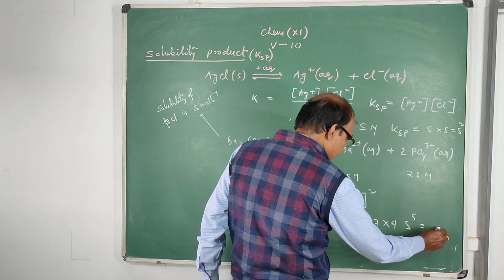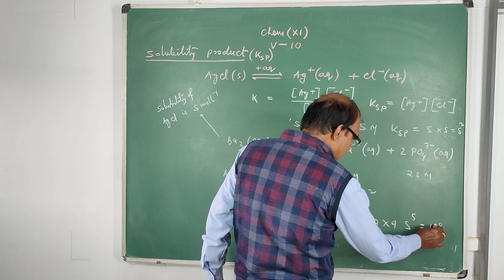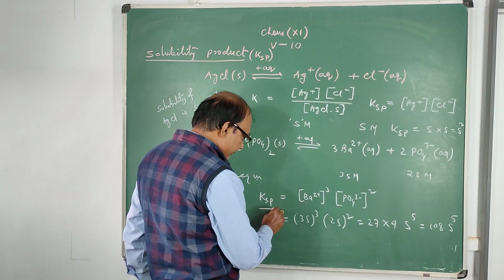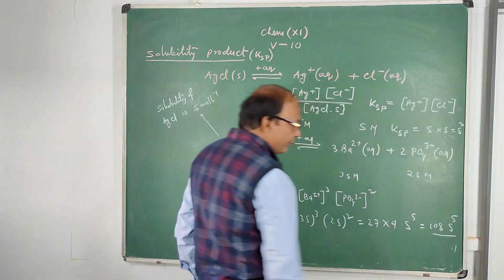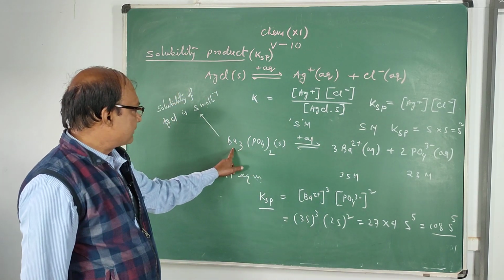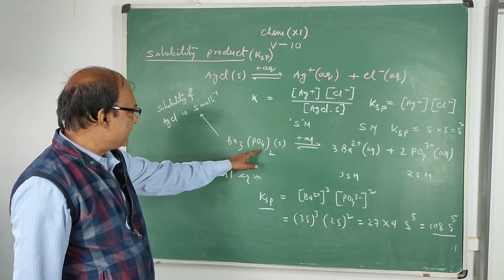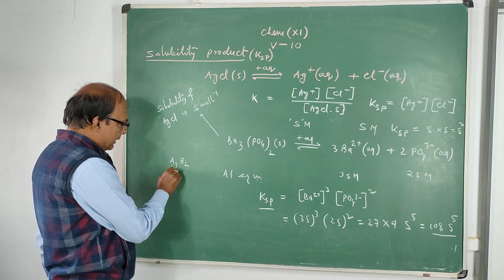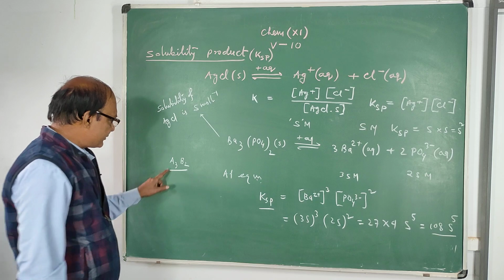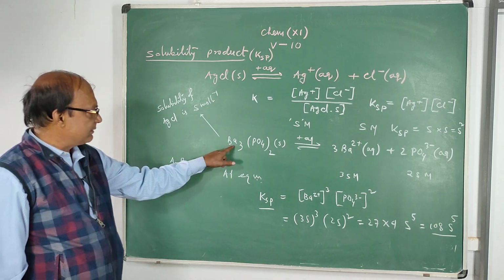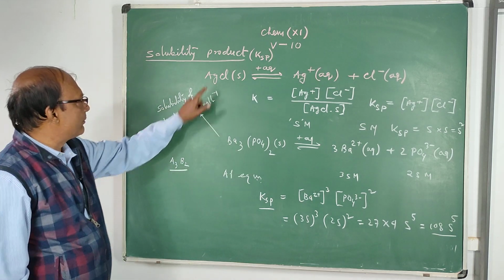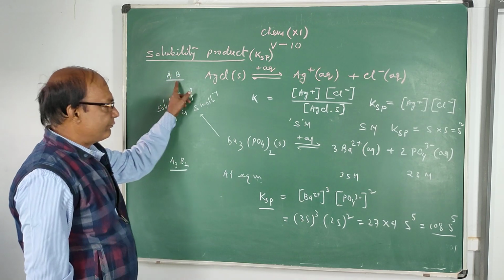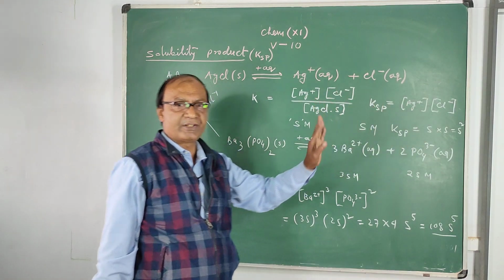So this is equal to 108 S to the power 5. So see, this is the relation between KSP and S for a salt of type A3B2, 3 cation and 2 anion. And this is a salt of AB type. So all salts of AB type will have this relation, KSP equal to S square.